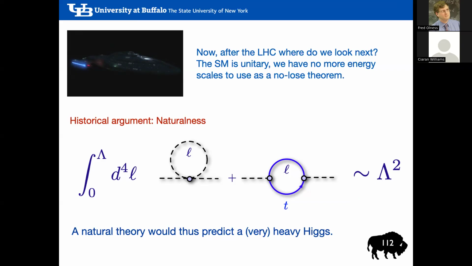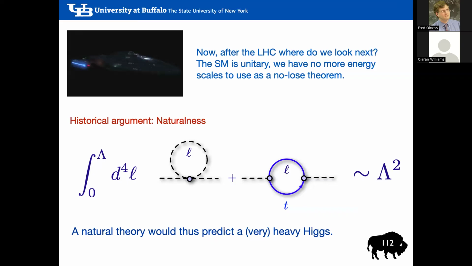And that is effectively where we are now, because we don't have any more onset of unitarity violating behavior in the standard model. The standard model is unitary, and so there are no more no-lose theorems in the standard model. Now, before the LHC, for the last 10 years, you clung to one, which was naturalness.